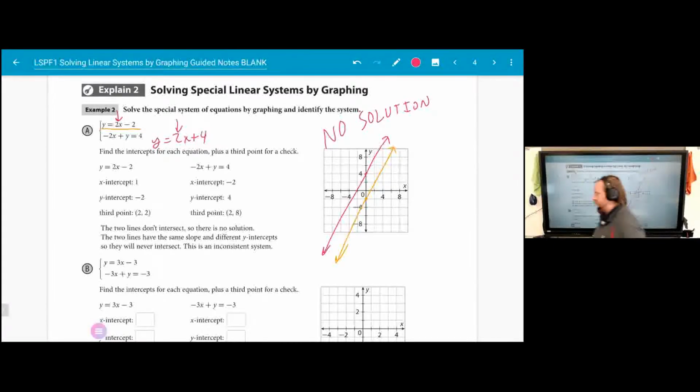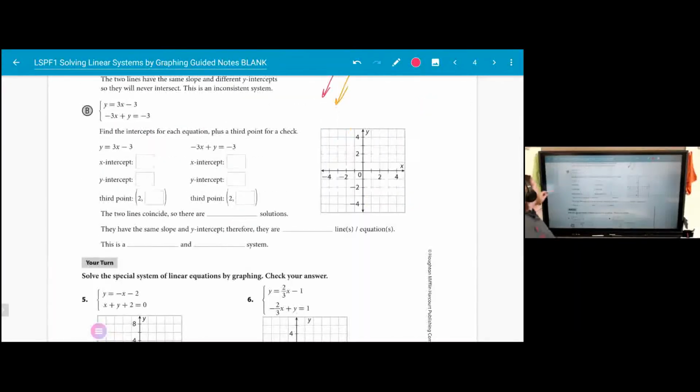No solution. Let's check another one. Let's just check part B here. Oh, I like this one. This one's already in slope intercept form. This one's a one-step equation to get to slope intercept form. The top one's y equals 3x minus 3. So if I add 3x to both sides, y equals 3x minus 3. Before we even graph, these are what? Yeah, these are the same line.